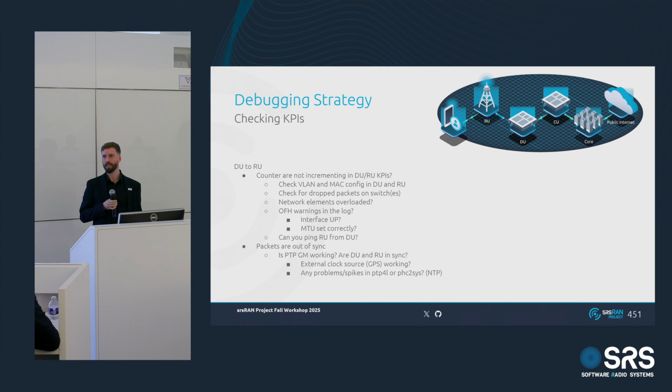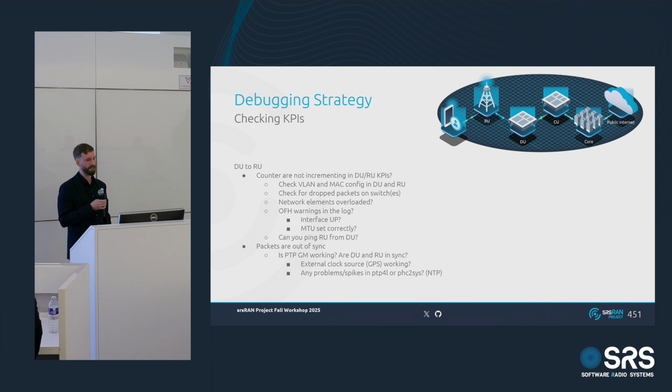A good test is to ping the RU from the DU or vice versa. If packets are arriving but they are not in time, it could be that the PTP infrastructure is not working well. So if you use a switch, make sure that the switch is performing correctly, sending PTP. If this is the case, it can also be that there is a problem on the DU server itself. Usually what I see is that NTP is enabled and is messing with the system clock, which leads to spikes in the PHC to sys, which then leads to late and early packets in the DU and RU.